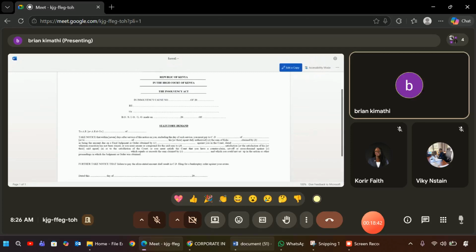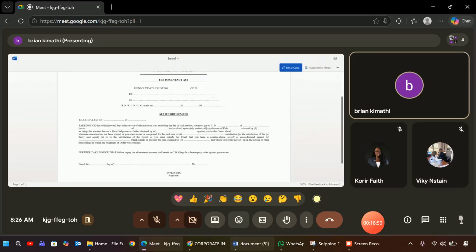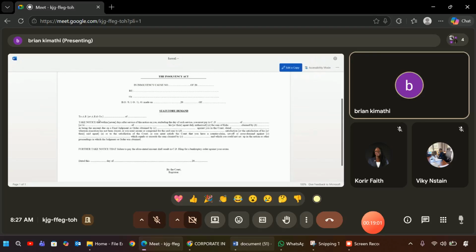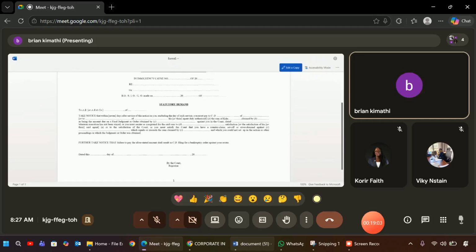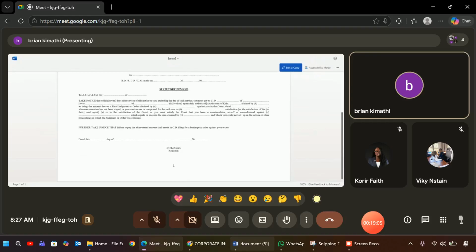Then we have the reference number, the name, those who are called in your T-stroke, I don't know what T-stroke stands for, but that is where you put the parties, then dash made on 20 dash whatever, and then to AB or AB and company of dash statutory demand. Take notice within 7 days of service.